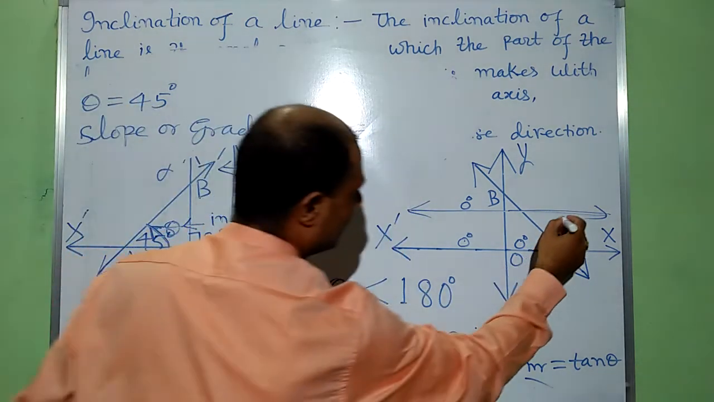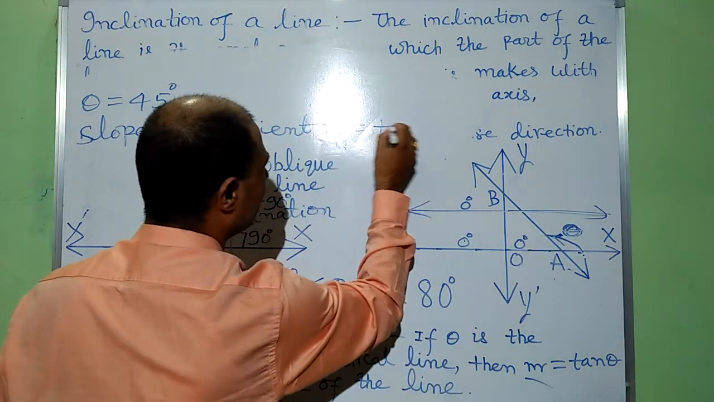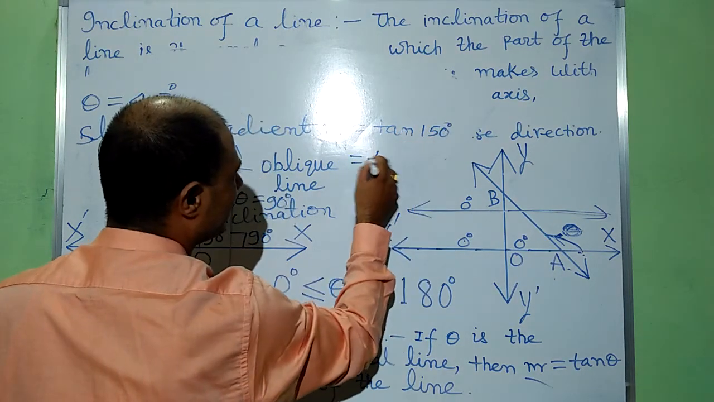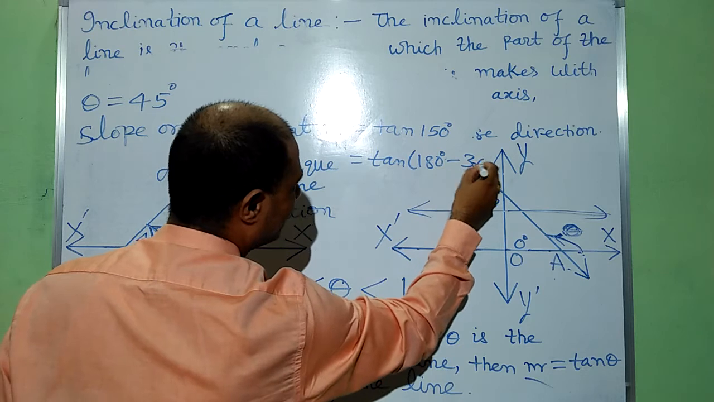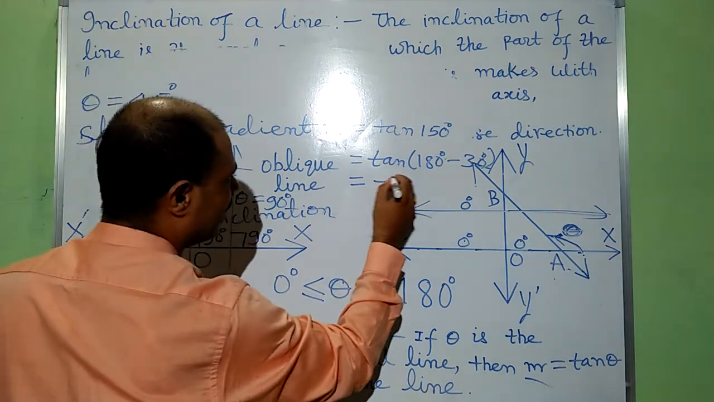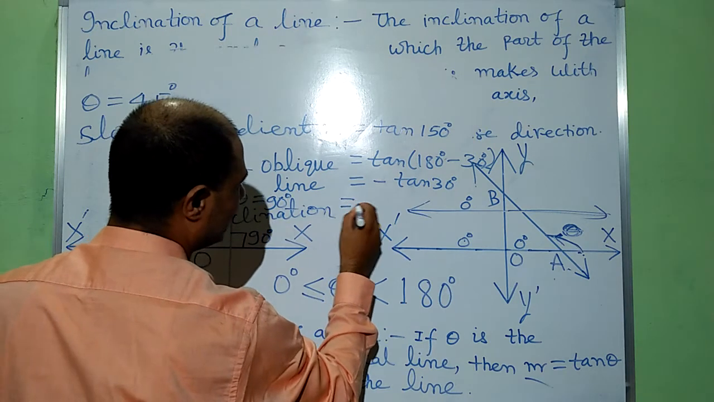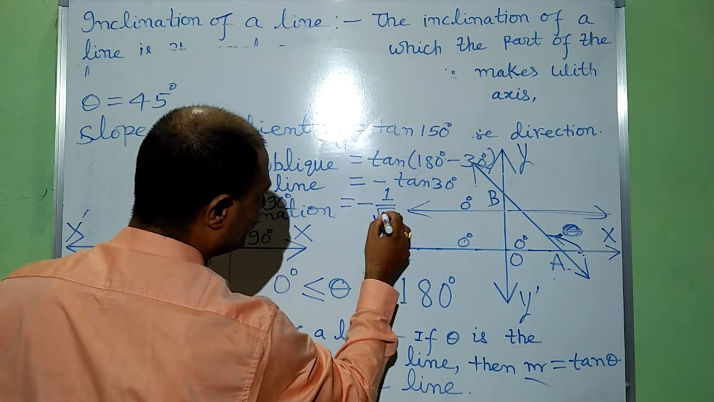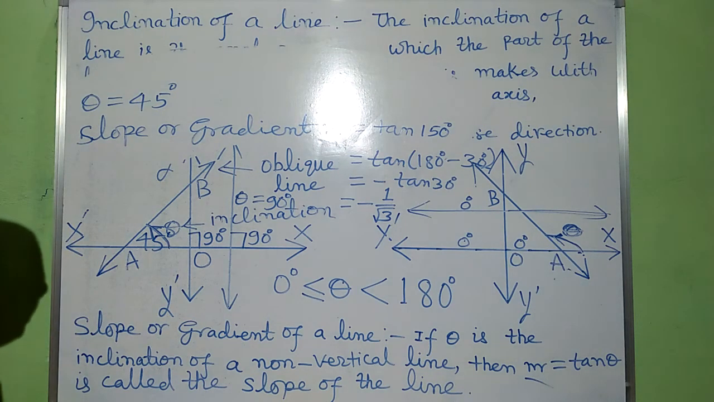When inclination angle theta is 150 degree, then value of tan theta, that is tan 150 degree, will be calculated as tan of 180 degree minus 30 degree, that is minus tan 30 degree, and value of tan 30 degree is 1 by root 3. So finally its value will be minus 1 by root 3. This is slope or gradient of a line.